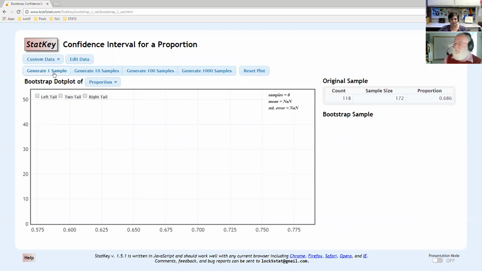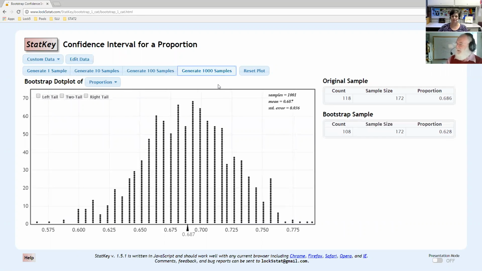If I generate one bootstrap sample, what's actually happening is it's taking those 172 people and randomly picking 172 with replacement from them, so different Mac users will get used multiple times or not at all. And in this particular sample with replacement, we get 113 Mac users. So that's one bootstrap sample. The proportion shows up down here. And of course, now you're ready to go to, okay, 1,000.